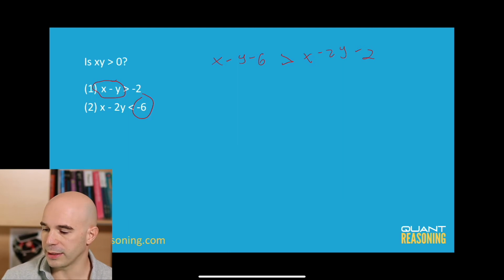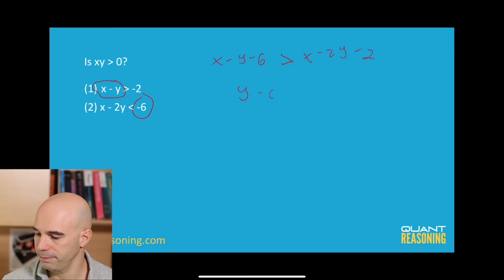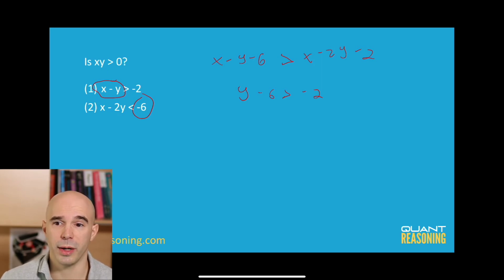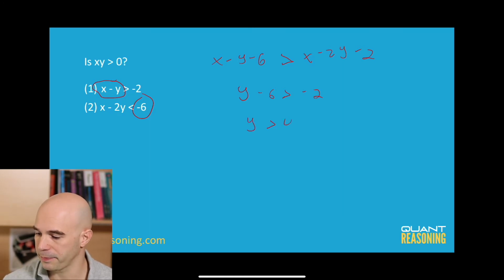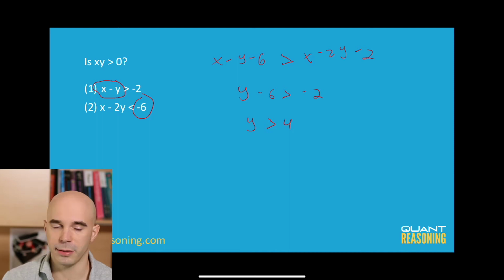And what I would do next is add 2y to both sides and also subtract x from both sides. So I did two steps for the price of one there. Right? I added 2y to both sides and I also subtracted x from both sides. Now I'll add 6 to both sides. And what I get is that y is greater than 4.